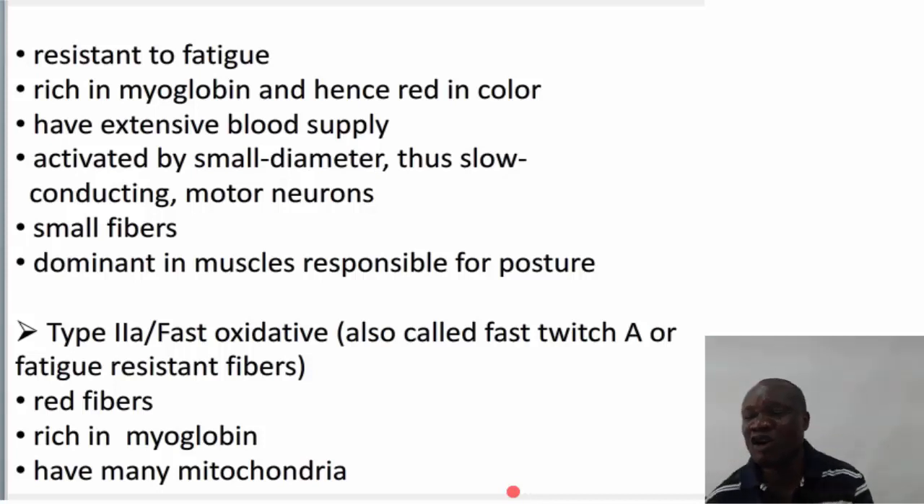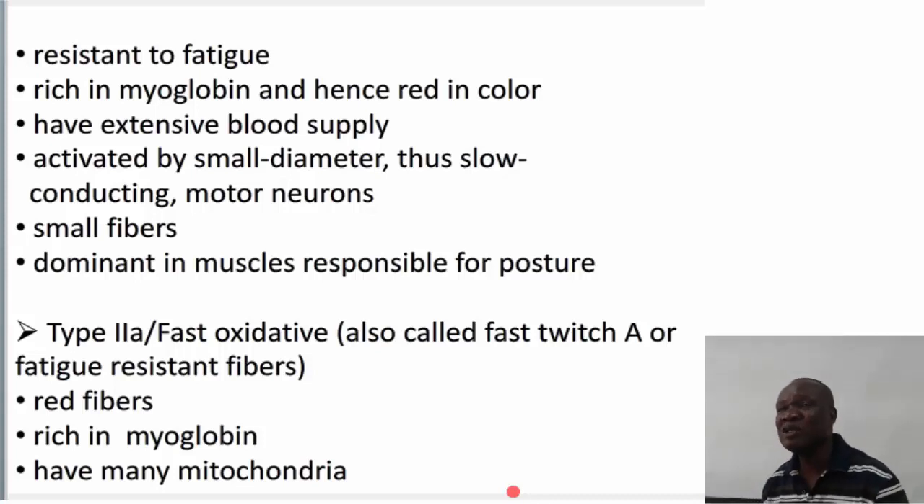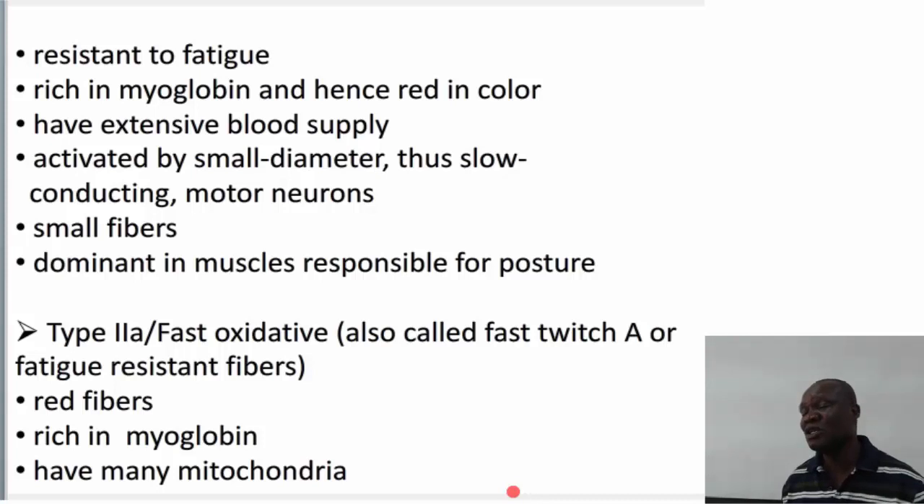And they are rich in myoglobin. Myoglobin is an iron-containing protein molecule that binds to oxygen. Because myoglobin is present in high concentration, these fibers are red. Myoglobin is like hemoglobin, but hemoglobin in blood will bind to 4 molecules of oxygen, while myoglobin will bind to 1. These molecules make the tissues red. Blood is red because of the presence of hemoglobin.